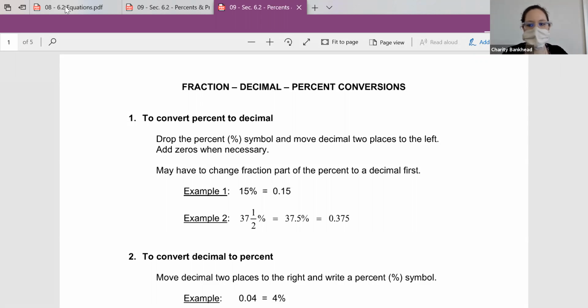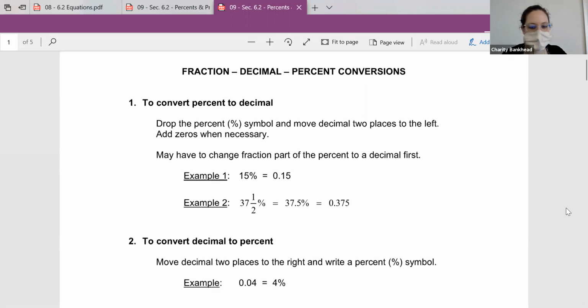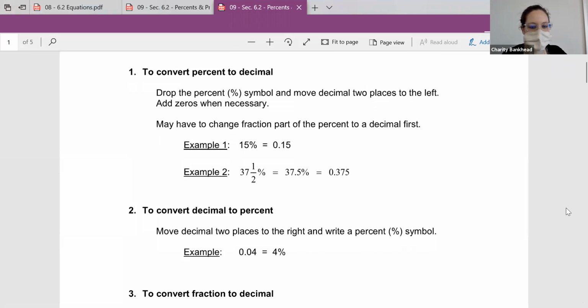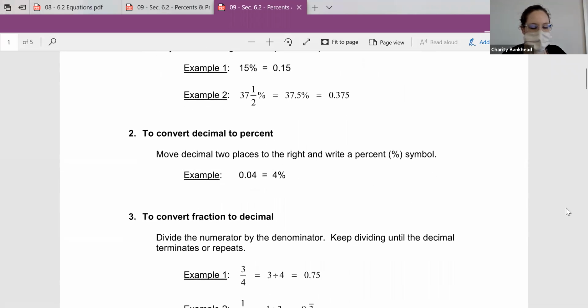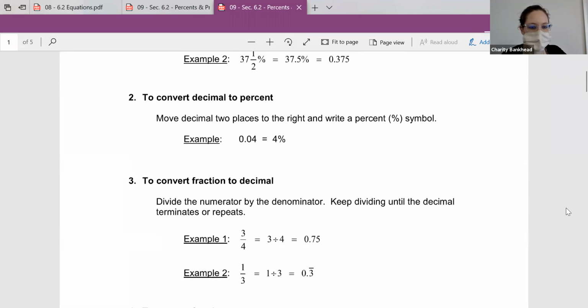And then you can do the opposite and convert from a decimal to a percent. So you just want to add the percent symbol on there and move your decimal point 2 places to the right. So 0.04 turns into 4%.